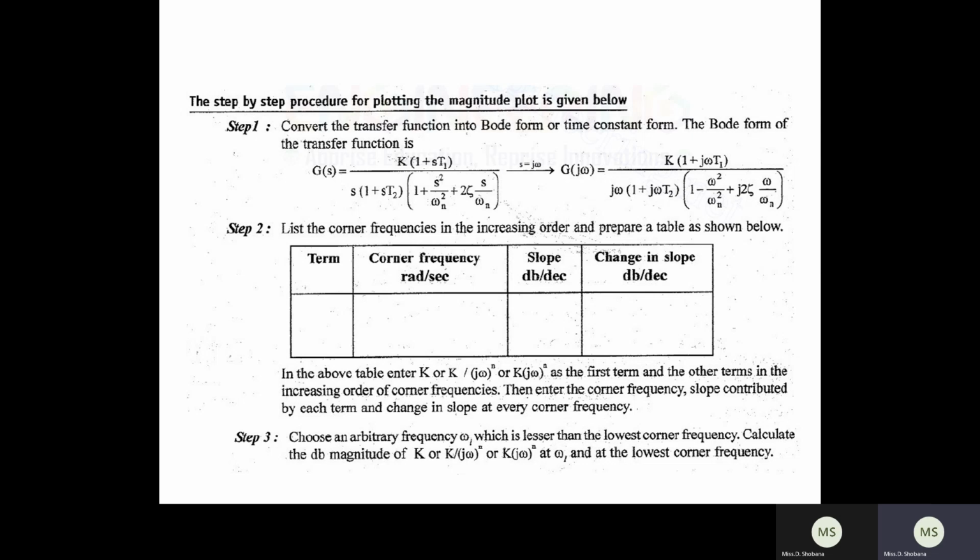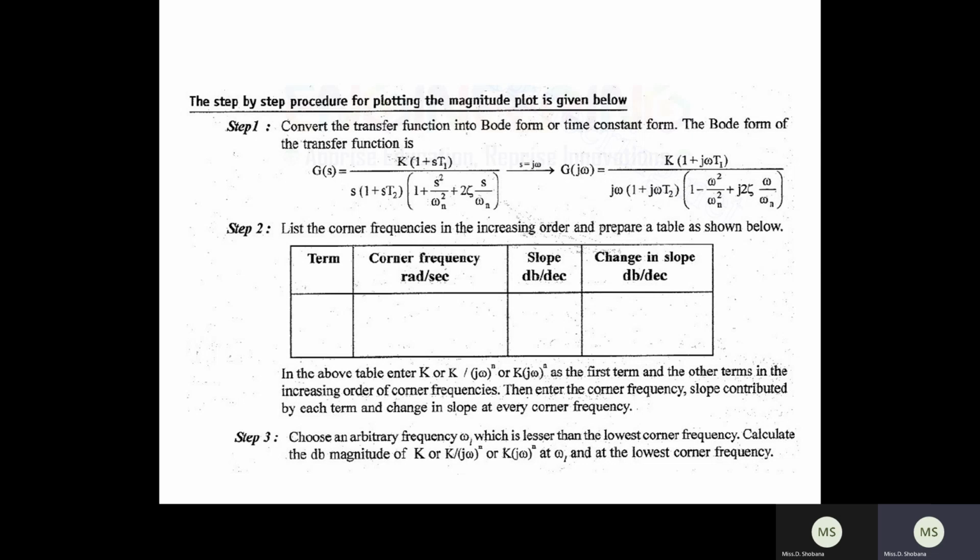So here you can see for this transfer function, the first term has minus 20 dB. Why? Because K divided by j omega. J omega power is 1, which is available in the denominator, so minus 20. And then you have the next term, 1 plus j omega in the numerator, so plus 20. And then the next term, 1 divided by 1 plus j omega T2. In this term j omega is in the denominator, so minus 20. In the quadratic equation, omega power becomes 2. Therefore, here we'll have minus 40. Like that you have to write the slope.